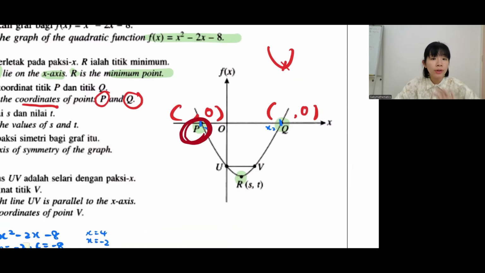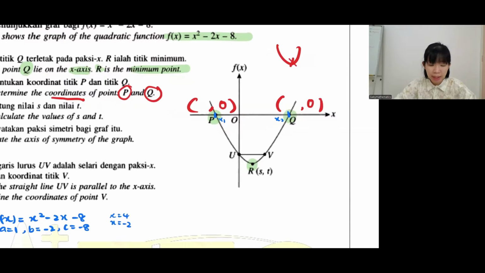So P is on left-hand side of 0. So P should be negative number, isn't it? So negative number means it has to be negative 2. Q is on positive side. Then the Q here must be 4. Logic? Negative should on the left-hand side, positive should on the right-hand side.